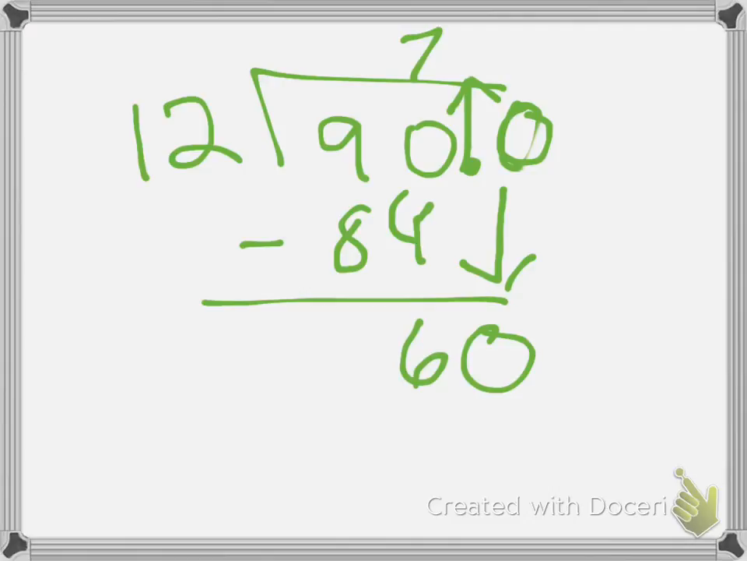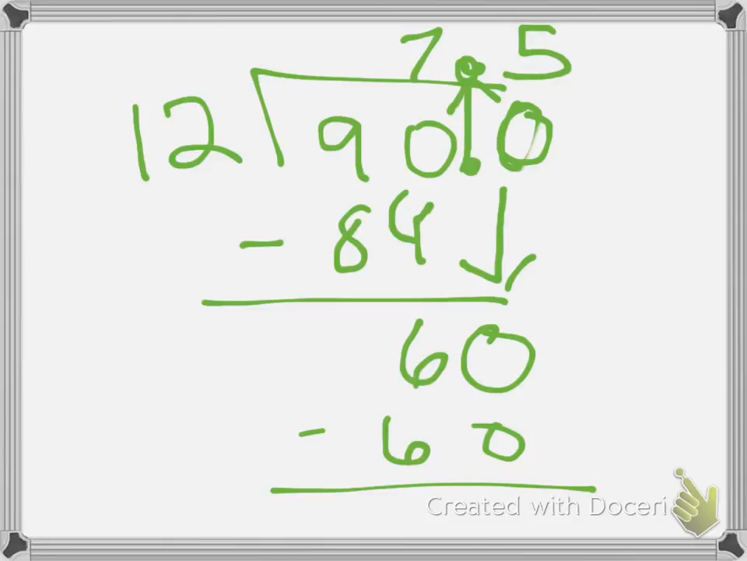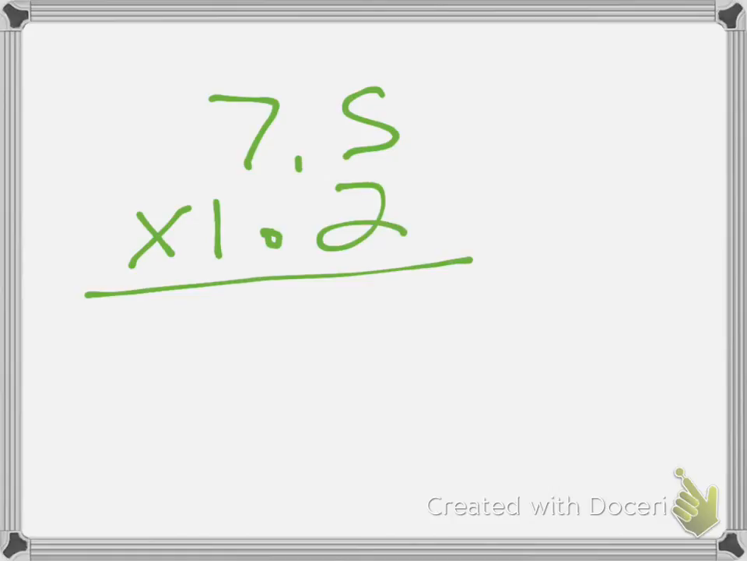Now what I'm going to do is 12 goes into 60, and I should know this one, 5 times. And so my answer is 7 and 5/10. So let me go ahead and check my work. I'm going to do 7 and 5/10 times 1 and 2/10 to see if I get 9.